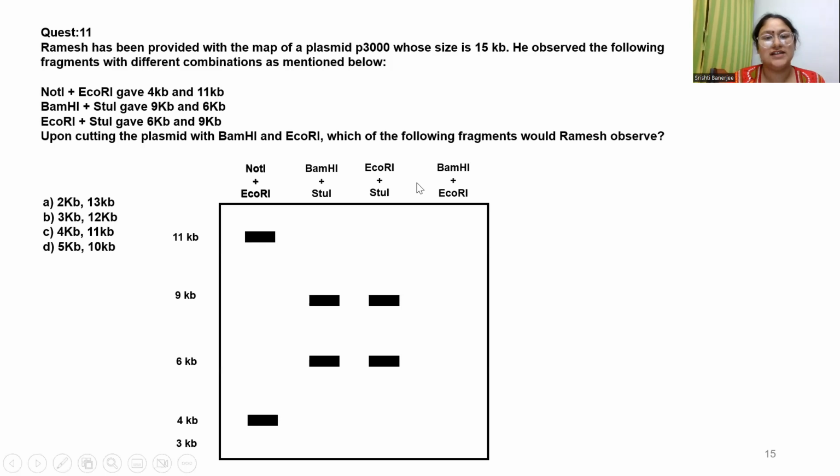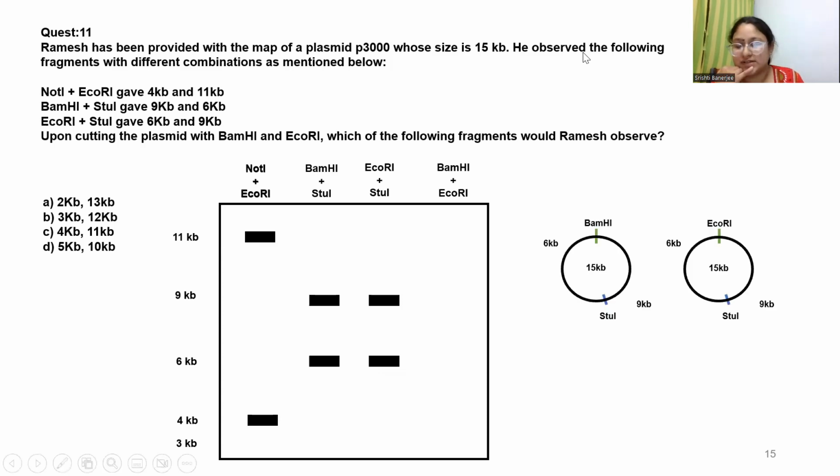First thing, it's very clear that you have two fragments, so whatever it will be, it will be in two parts. Like the 15 kb will be divided into two parts. So how does the gel look first? You see, EcoR1 has given you a 4 and an 11 kb. BamH1 and StuI has given you a 9 and 6 kb. Similarly, EcoR1 and StuI has also given you a 9 and 6 kb. Now the question is, what will BamH1 and EcoR1 give if they are used in this combination?